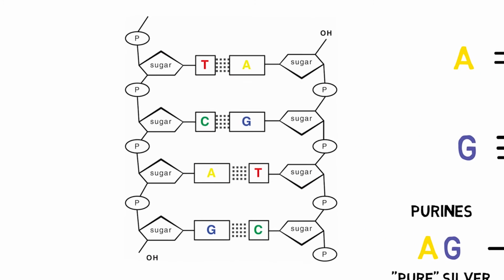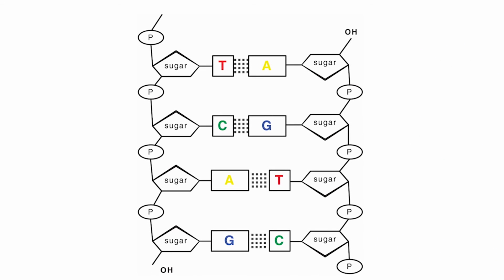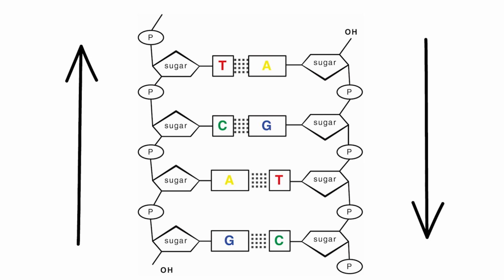This model also shows the orientation of the two strands that make up a DNA molecule. Notice that they are running anti-parallel, meaning that while one strand is oriented in the down position, the other is oriented in the opposite direction. It turns out that the direction of these strands is determined by the position of the deoxyribose sugar.